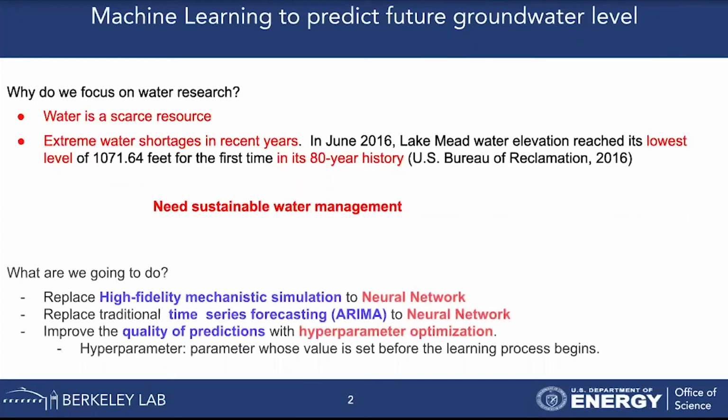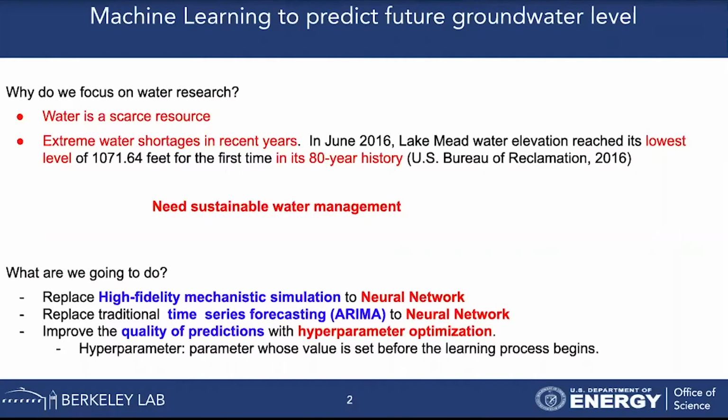To do that, in this research, we try to replace high fidelity mechanical simulation with a neural network because simulation typically takes a long time to get results and we need high performance computing. And also we try to replace traditional time series methods such as the ARIMA model with a neural network because this kind of parametric time series model cannot capture highly complex nonlinearity. And we are going to use a hyperparameter optimization technique to improve the quality of predictions.